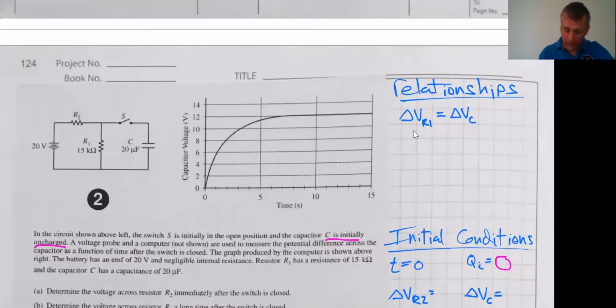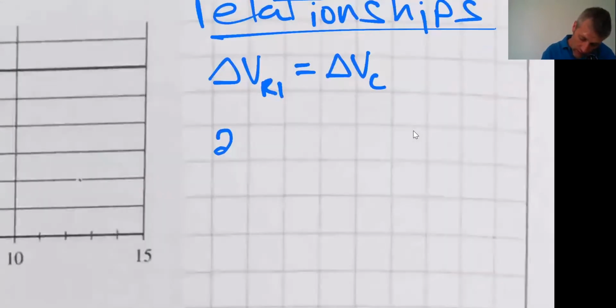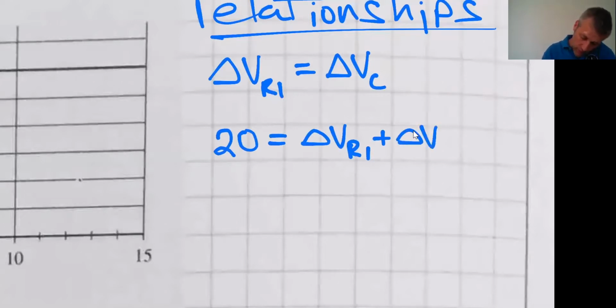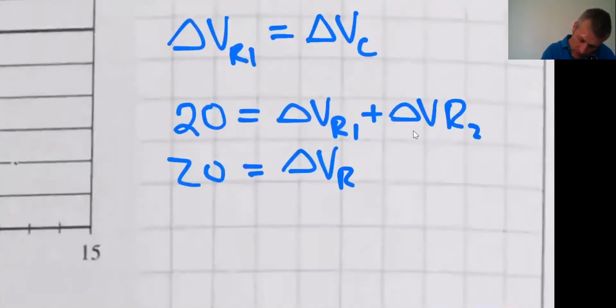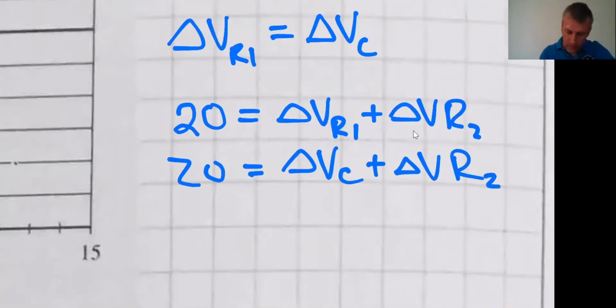If we think about Kirchhoff's laws here, then if we go around either loop, right, the sum of the voltages is going to equal 20. So we can say that 20 is going to equal delta V R1 plus delta V R2. We could also say 20 equals delta V C plus delta V R2. And that's just substituting the first result into that equation.